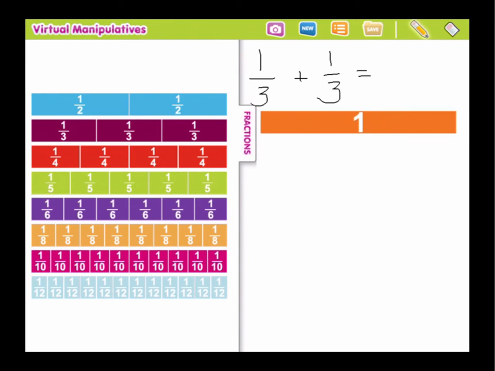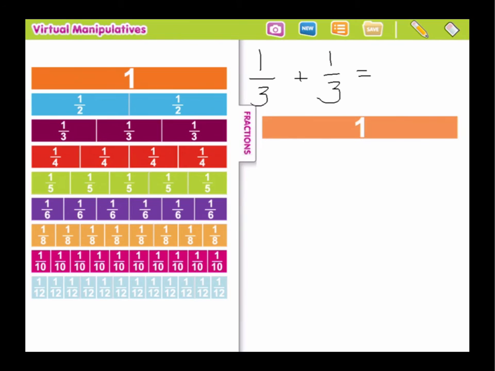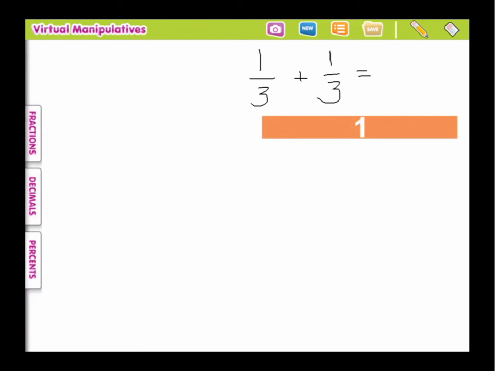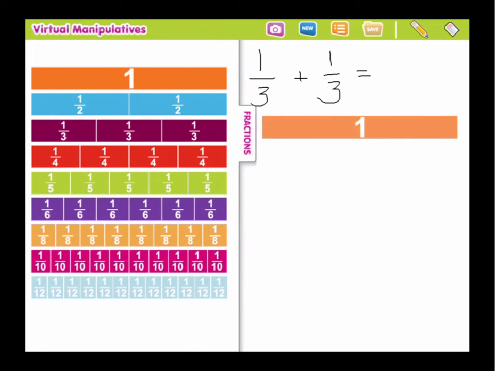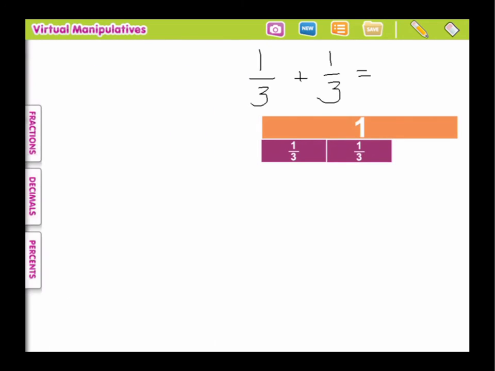Now within this one whole, I'm going to visualize that this one whole is divided into three equal parts, and I know that because my denominators are both 3. So I'm adding 1/3 plus 1/3 using the same whole. I'll drag out a 1/3 and I'll drag out another 1/3, and that shows me that I now have 2/3.